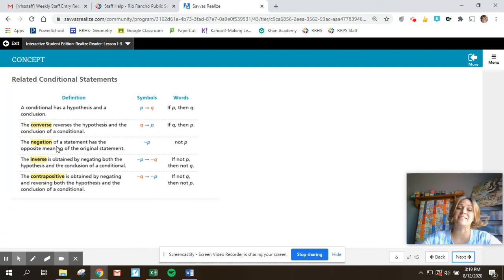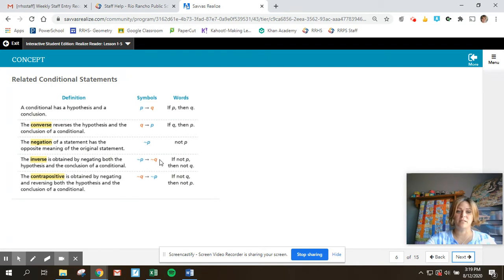Negation sounds like negative. It's exactly what it is. Negation is "not." So not P means I'm not going to do my jobs. That's what that means: not the hypothesis. The inverse is obtained by negating both the hypothesis and the conclusion. So I'm not doing my jobs, therefore I'm not going to the movie.